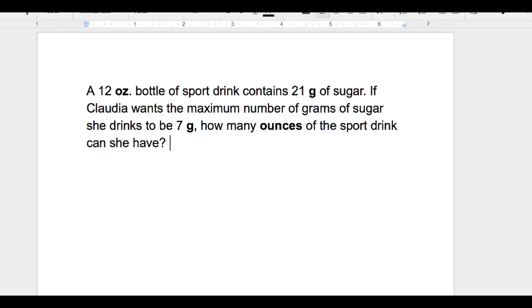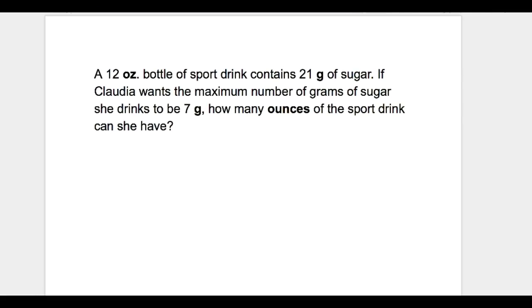Okay, as with all word problems, we start by saying, what's going on here? What exactly is happening? So take a minute right now, and think about what is happening in this word problem. Okay, so next thing we need to do is find out what exactly do we need to find? What is the problem asking us to find? So we underline the question, which says how many ounces of a sport drink can she have? So that's what we need to find out.